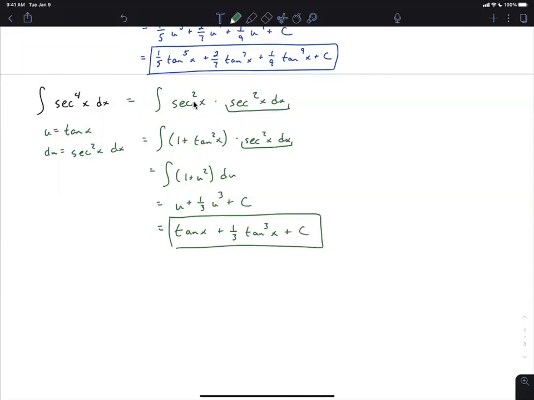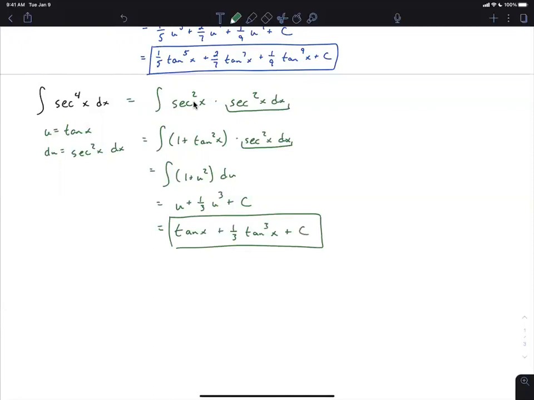All right, and so a little weird that we're letting u equal something that's not in the problem, but we did that last week with sine and cosine as well. All right, any questions so far? I think these are relatively straightforward. Is that true? All right.